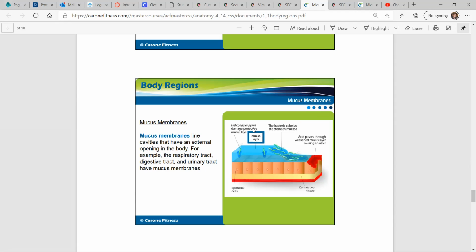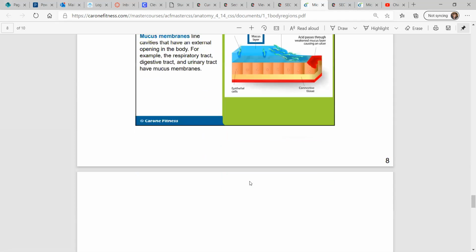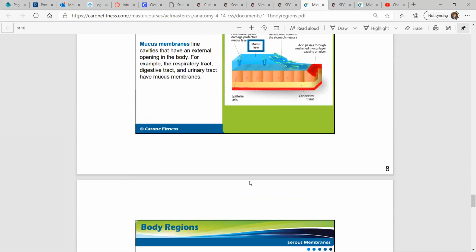And here it shows damage to the protective mucus layer. Bacteria colonize the stomach mucosa. Acid passes through the weakened muscle layer, causing an ulcer. Epithelial cells, connective tissue.